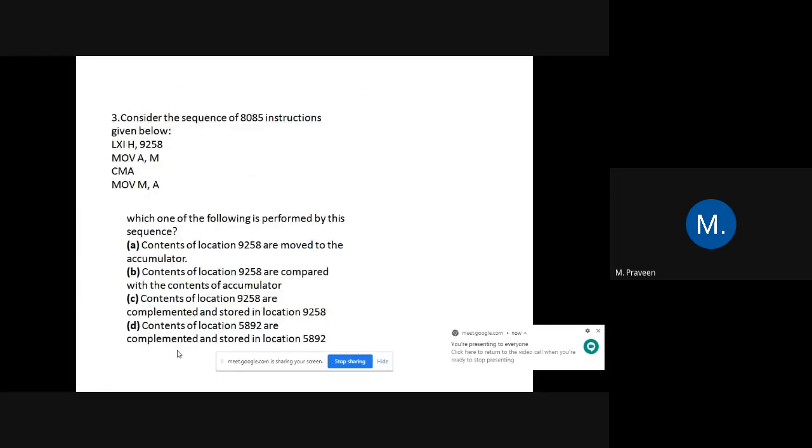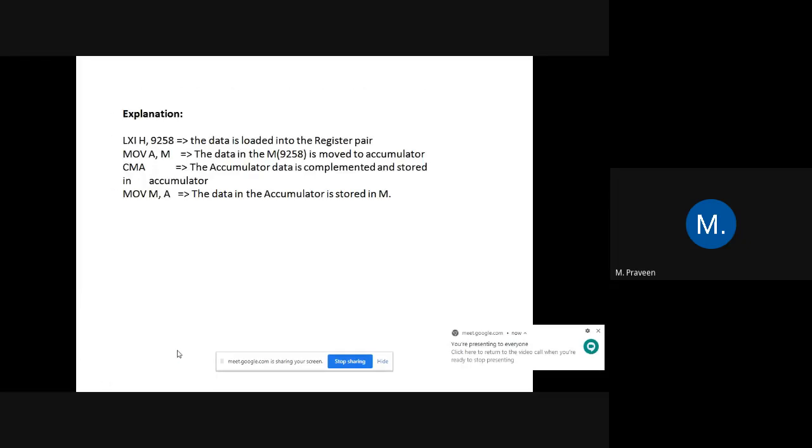Now let's see the answer for the question. The first instruction is LXI H, 9258. LXI means loading the data to the HL register pair. Here the data is 9258. So LXI H, 9258 means loading the 9258 data into the HL register pair.